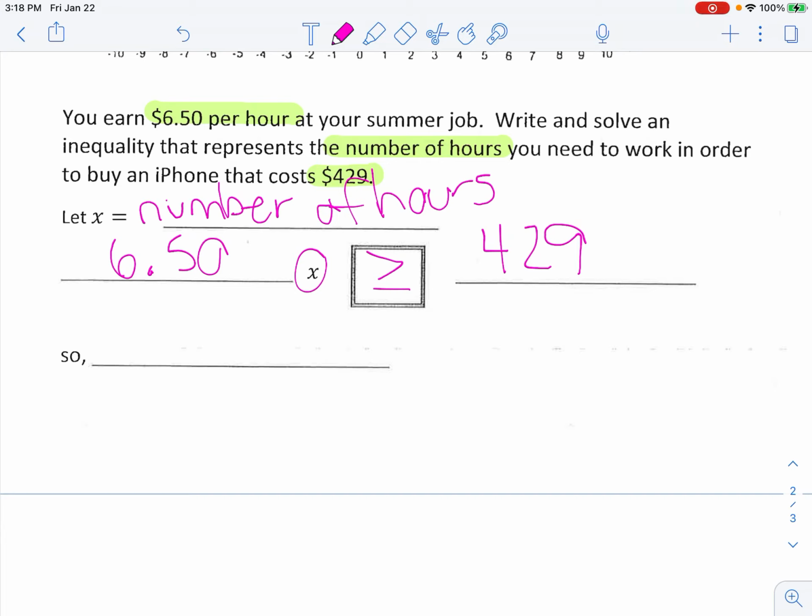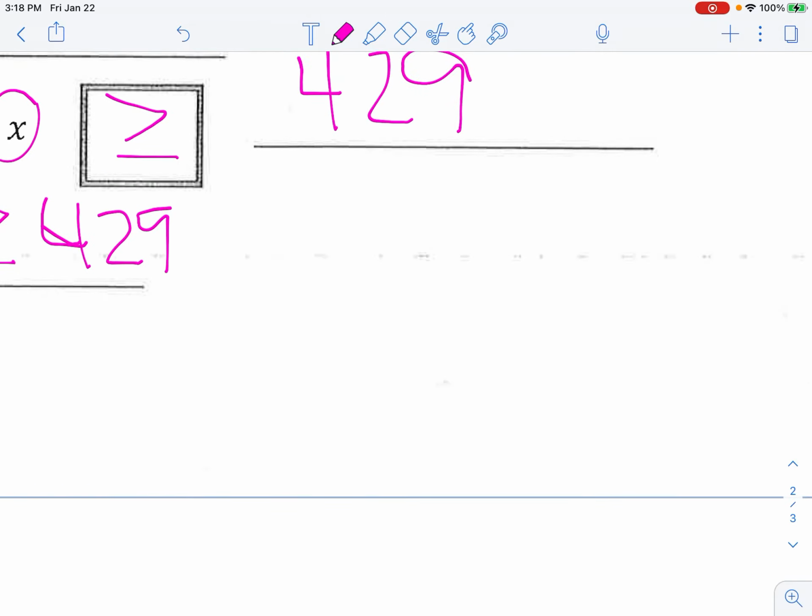So our inequality is going to read, I'm actually going to drop the 0 because it's easier to do the math if we eliminate zeros. So I'm going to say 6 5/10 times how many hours is greater than or equal to $429. All right, so now we're going to solve it over here. $6.50 times how many hours, is greater than or equal to 429.